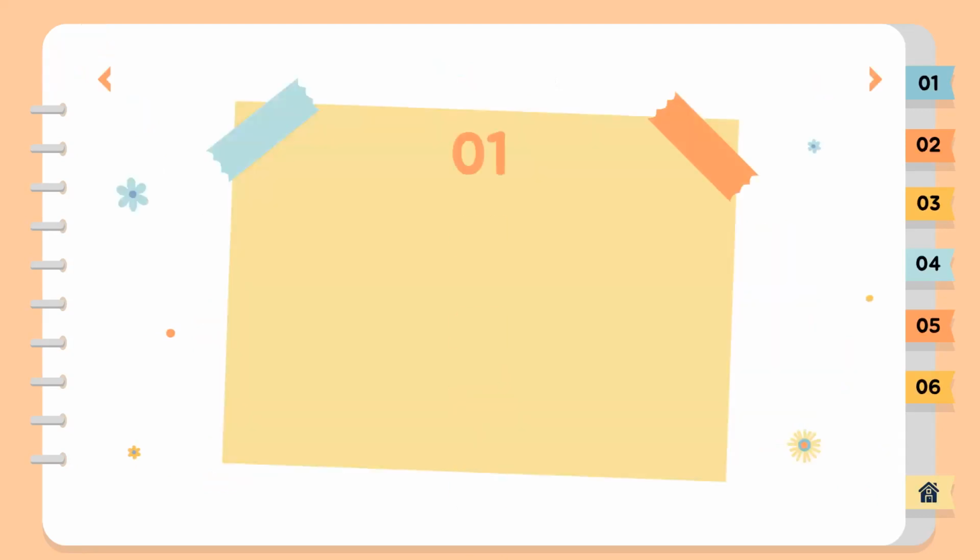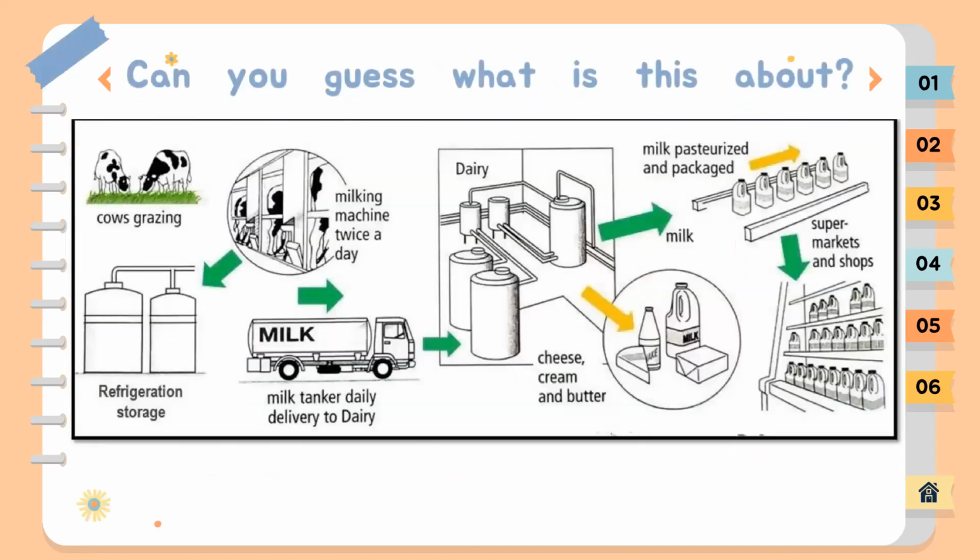So moving on to the types. Before going to the main point, can you guess what this process is about? So I would like to invite Nguyen. I think the process is about milk producing. Yes, you got the point, it is milk production.